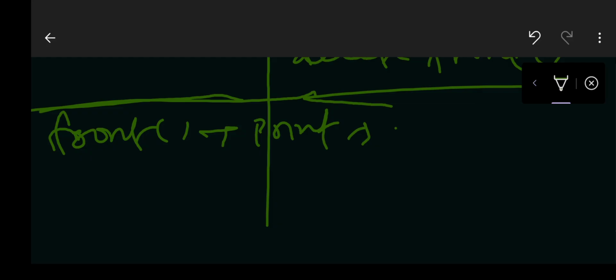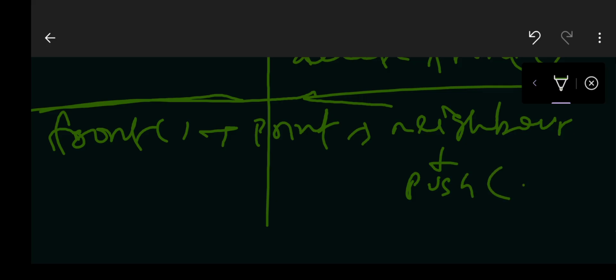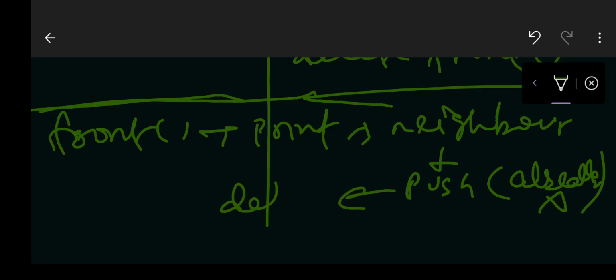After printing that element, go to its neighbor, push if it's not already present, and then delete. What do you need to delete? You need to delete the source node, the frontmost element. You can delete this element.